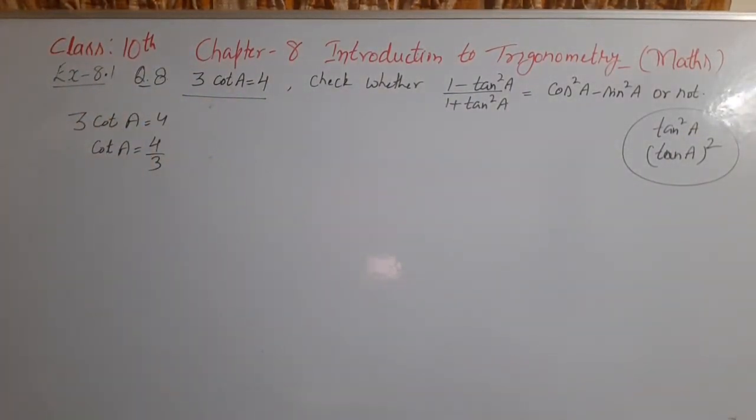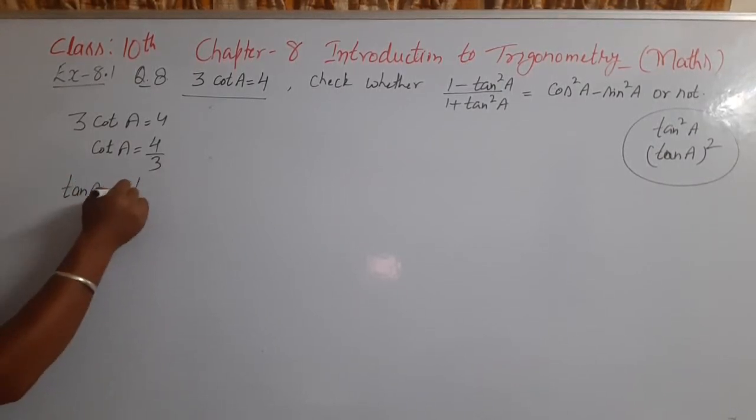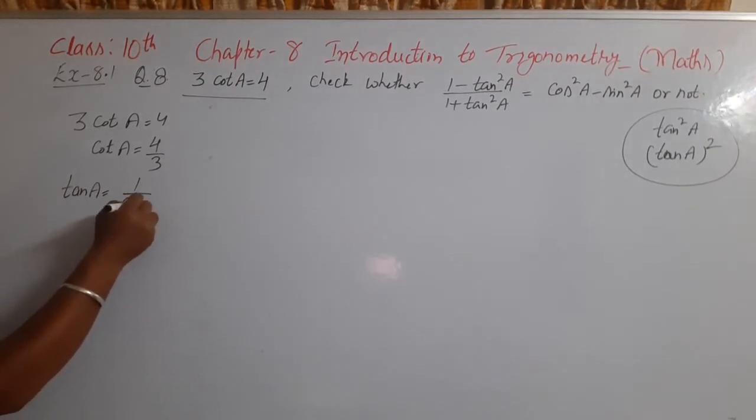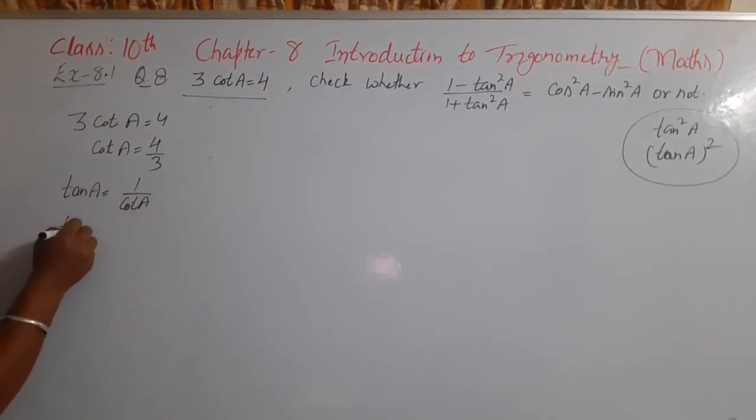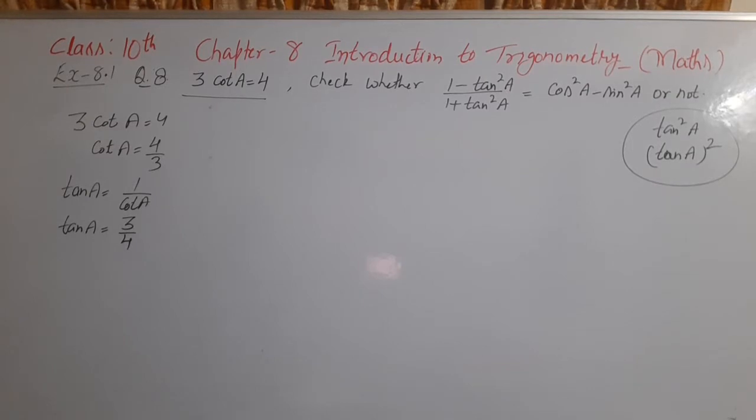Now if we want to find the value of tan A from cot A, we can easily find it. Tan A is the reciprocal of cot A, so tan A is equal to 1 upon cot A. tan A की वैल्यू आ गई, cot A का उल्टा, reciprocal, that is 3 upon 4.